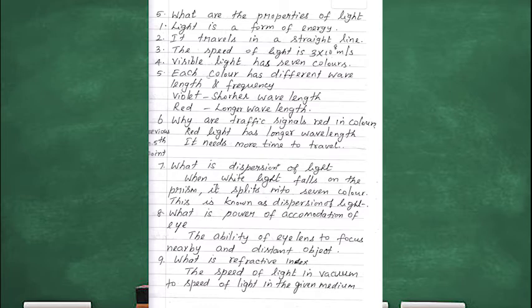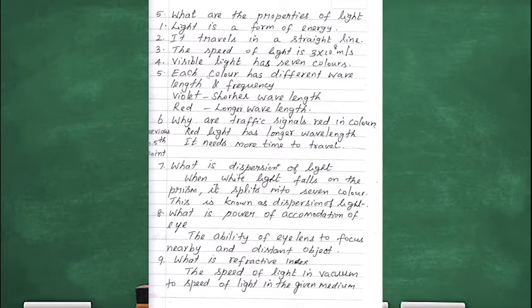Okay, next one will be dispersion of light. Dispersion means splitting a white light into 7 colors when it falls on the lens. Okay, that process is known as dispersion of light. Then power of accommodation. Our eye is having a peculiar property, because to see the nearby object the eye lens will be shortened. Then to see the far off object the eye lens will be little bit lengthened with the help of ciliary muscles. This power is known as power of accommodation. Then what is refractive index? The speed of light in vacuum to the speed of light in the given medium is called a refractive index. With this we can complete the light lesson.